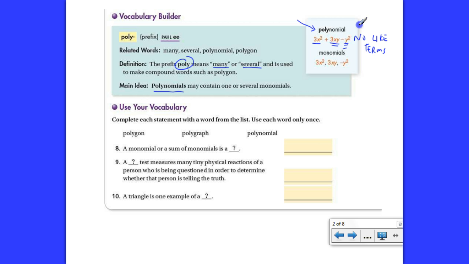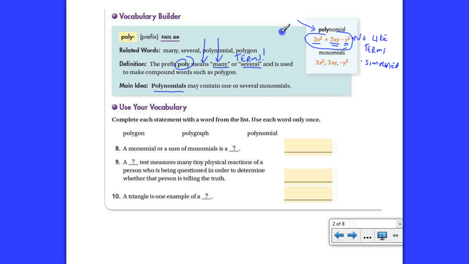So this is simplified. It's completely simplified all the way down, okay? So 3x squared plus 3xy minus y squared is simplified. In other words, there's nothing we can do to that expression, to this polynomial. All right, so since it has many terms, okay, more than 2, basically we can call it a polynomial.